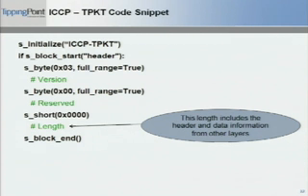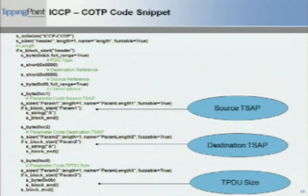And this is TPKT, which is again just a simple thing, just a 4 byte value, and you can fuzz every single thing. And COTP and more. Okay, I can show you the demo.